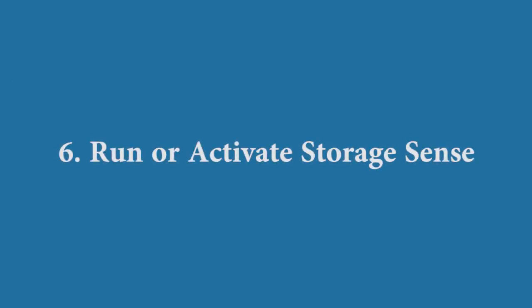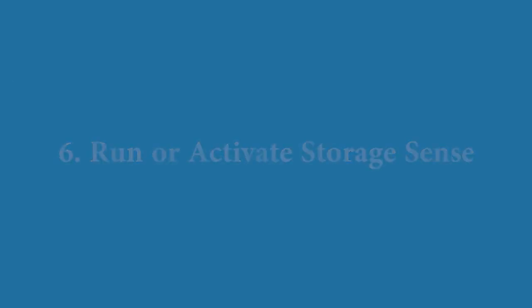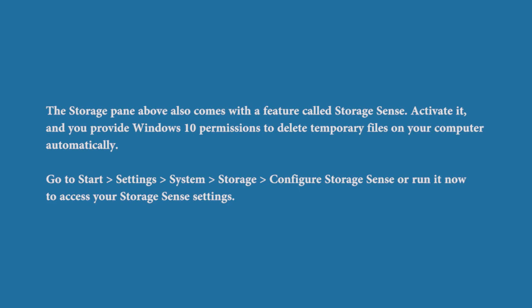6. Run or activate Storage Sense. The storage pane above also comes with a feature called Storage Sense. Activate it, and you provide Windows 10 permissions to delete temporary files on your computer automatically. Go to Start, Settings, System, Storage, configure Storage Sense or run it now to access your Storage Sense settings.